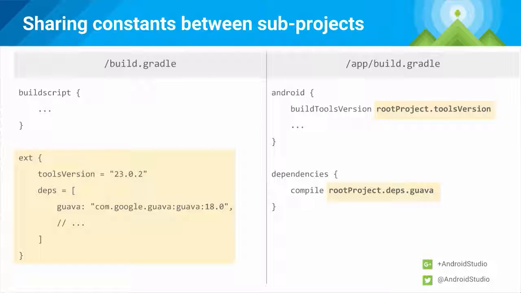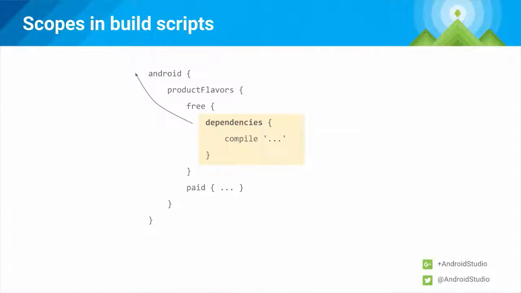That is, use the ext block in your root top-level Gradle file, and then inside this block, you can create properties to hold the constants you want to share. You may want to use the Groovy syntax for defining maps, like I did here for deps. And then you can reference those values using the root project prefix in all your other build files.